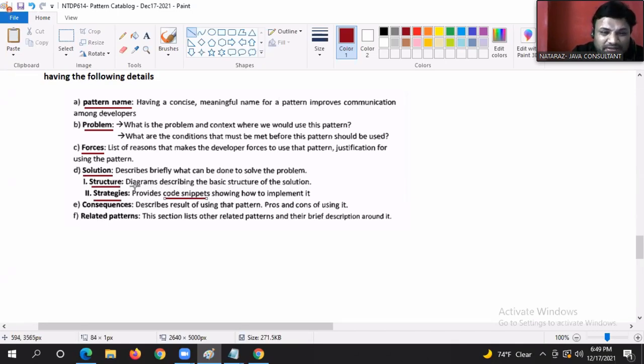Provide a code snippet showing how to implement it. Because in your brain, so many things will be there, but the opposite person should understand it. So I'm explaining to the opposite person with one diagram and one sample code. When I'm explaining a design pattern, I'm going to put the name of the pattern, the problem of the pattern, the situation to work with that pattern, and one diagrammatic representation. Come on.